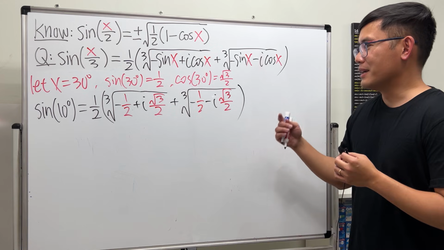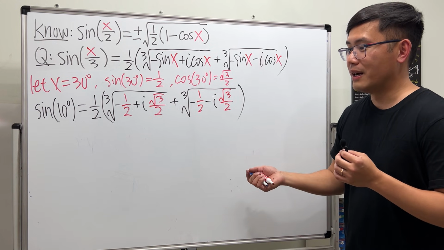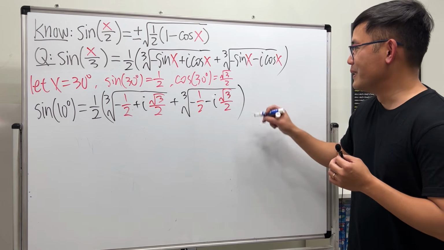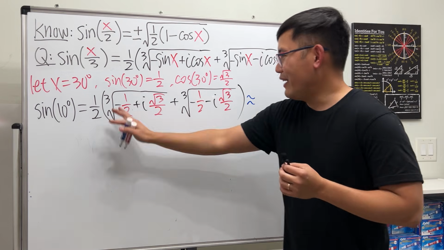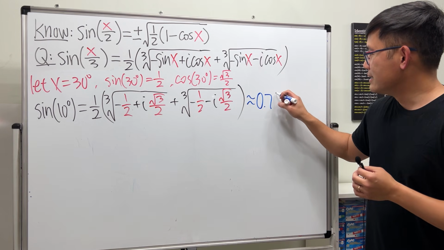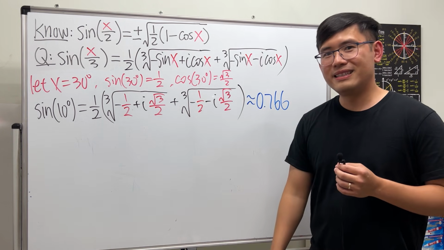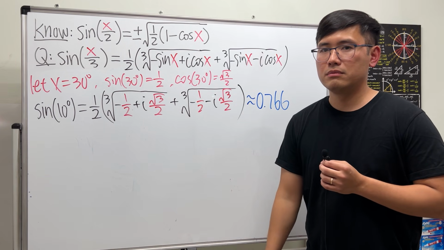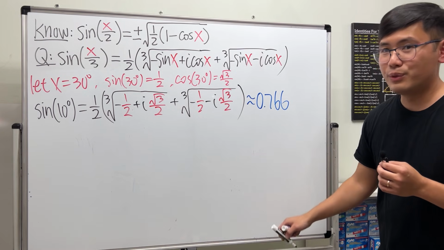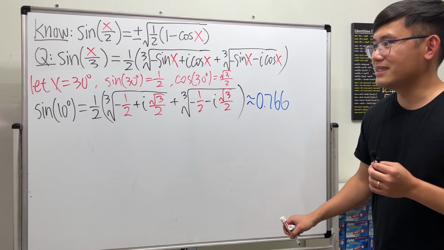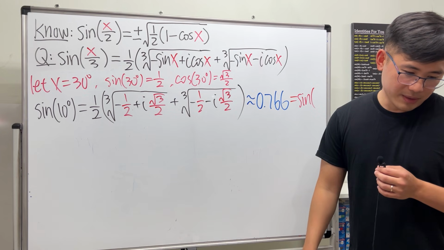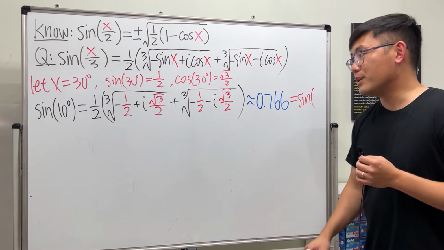So what I did was I used a calculator called Wolfram Alpha. It's really powerful, it's free, it's online. You guys should try it too if you don't know about that. Enter everything into Wolfram Alpha, and you get approximately 0.766. Hey, it's real. But in fact, this right here is not sine of 10 degrees. In fact, this right here is equal to sine of, and you have a couple options, sine of 50 degrees.